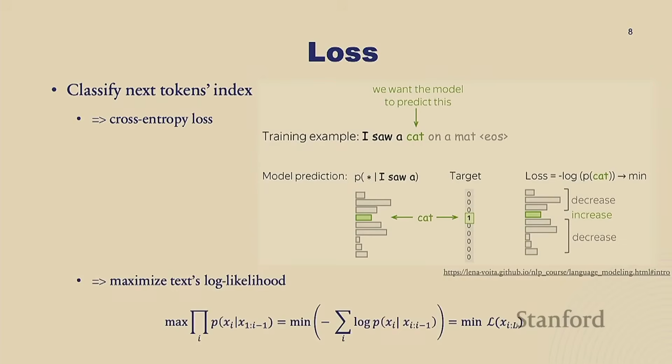One thing to notice is that, as you all know, this is just equivalent to maximizing the text log likelihood, because you can rewrite the max over the probability of this autoregressive language modeling task as the minimum over, I just added the log here, and minus, which is just the minimum of the loss, which is the cross entropy loss. So basically minimizing the loss is the same thing as maximizing the likelihood of your text. Any questions?